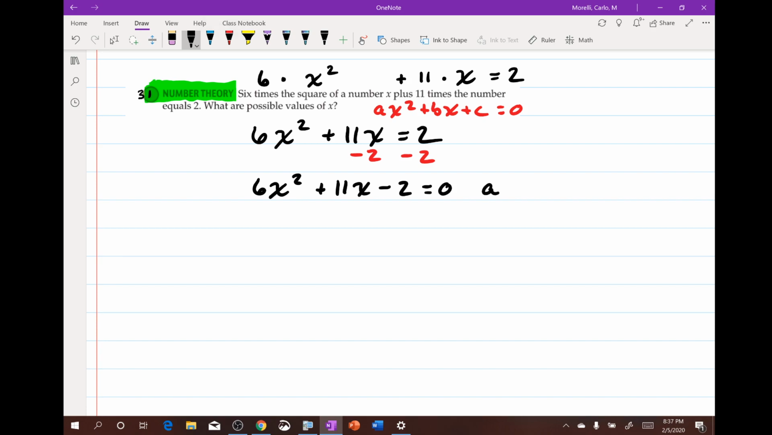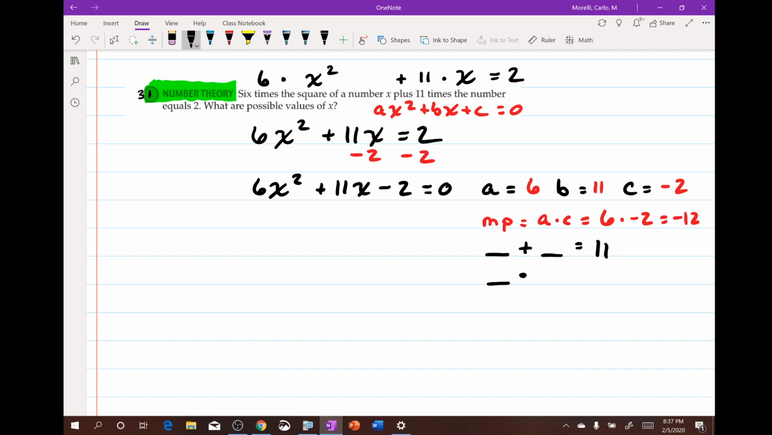So let's say A equals, B equals, C equals. Well, let's see. A equals 6. B equals 11. And C equals -2. Okay. So what's the master product? The master product is equal to A times C, which is equal to 6 times -2, which equals -12. Okay? So what we're looking for, ladies and gentlemen, are two numbers that add to equal B, which is 11, and those same two numbers have to multiply to equal the master product of -12.